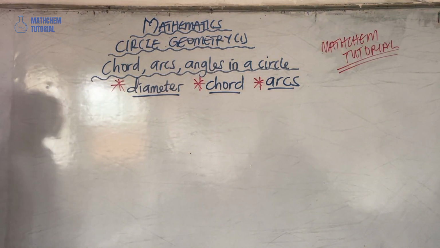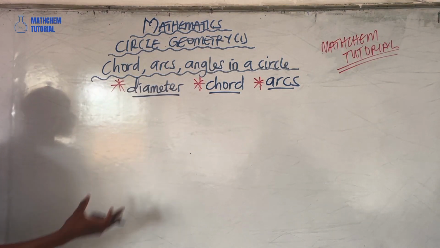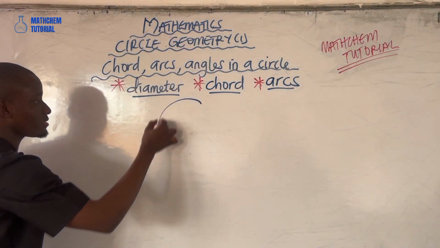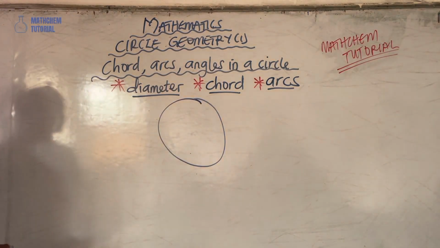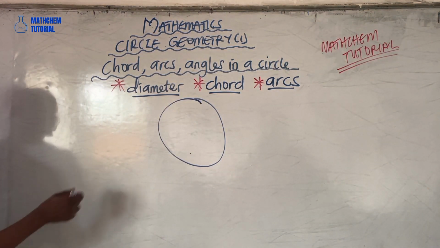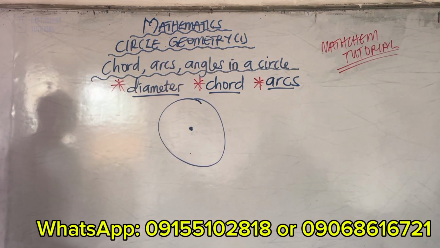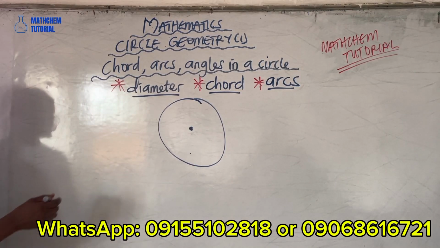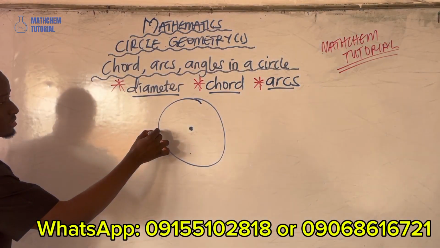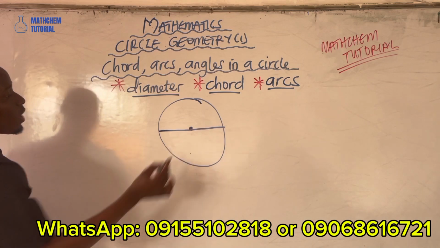Now let's start with diameter. All these terminologies come from a circle like this. Having this circle, everybody knows that a circle will definitely have a center. Let's explain what a diameter is. A diameter is a line that cuts a circle into two equal halves.